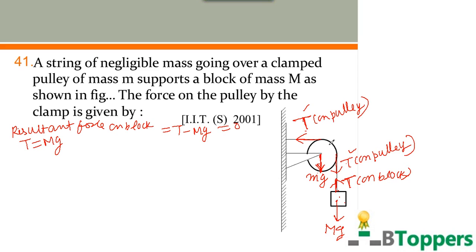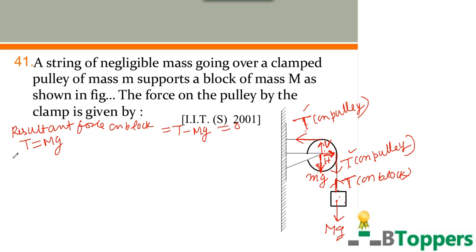So here, let us suppose V is the vertical component of the force exerted on the pulley by the clamp, and let H denote the horizontal component of the force exerted on the pulley by the clamp. Again, V is the magnitude of the vertical component of the force exerted on the pulley by the clamp, which must be directed upwards to balance these 2 forces in the downward direction. H denotes the magnitude of the horizontal component of the force on the pulley by the clamp, which acts towards the right to balance this T.